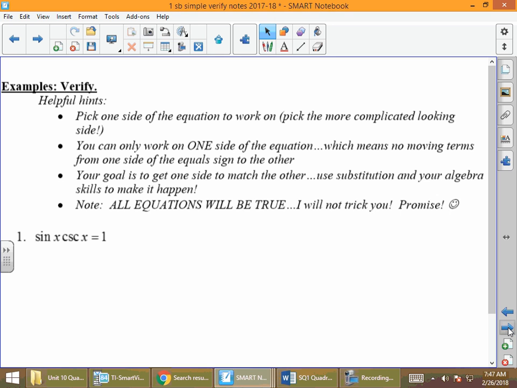Our goal is to get one side to match the other. We have to use substitution and algebra skills to make it happen. That means that we've got to use some factoring skills sometimes. And then finally, all of the equations will be true. I'm not trying to trick you.